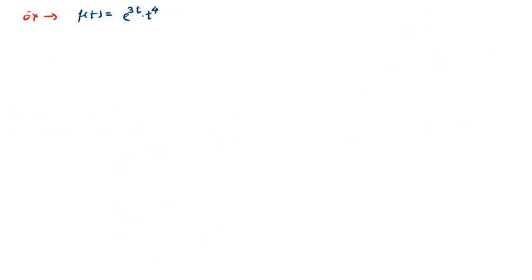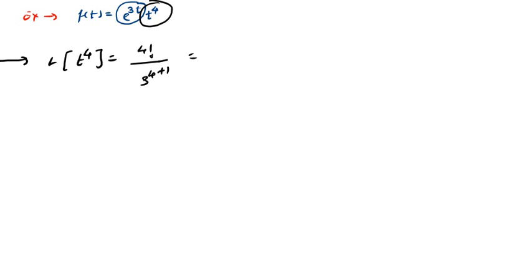Again, we have the same kind of example. If you observe here, the coefficient is not e raised to minus 3t, it is e raised to 3t. Again, what is f of t? f of t is t raised to 4. Firstly we calculate the Laplace of t raised to 4, which is 4 factorial upon s raised to 4 plus 1. 4 factorial is nothing but 24, so this is 24 upon s to the power 5, and this is our F of s.